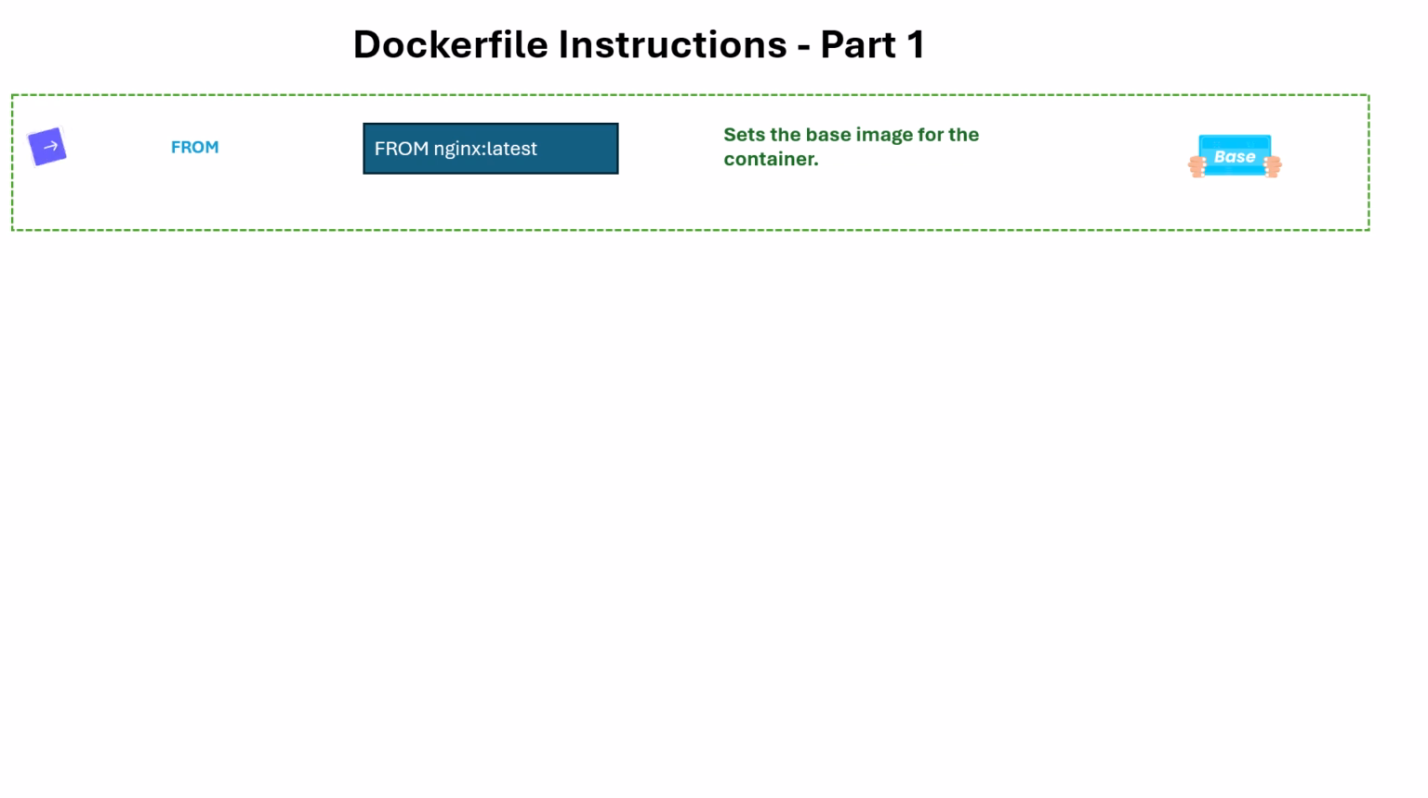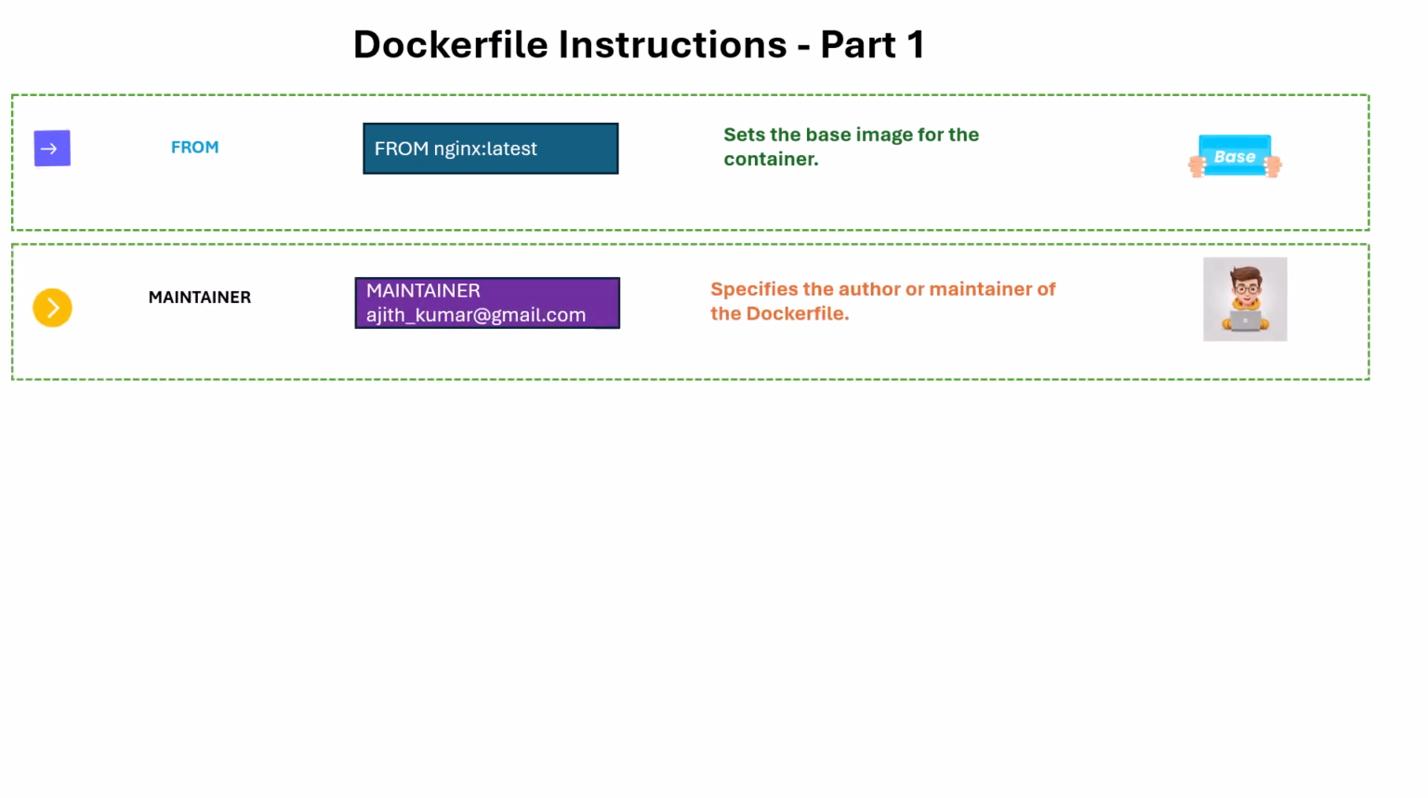For my scenario, I have taken an Nginx web server. That's the reason I have taken one of the parent images, which already exists in Docker Hub, which is like a central repository. Now let us discuss the second command, which is the MAINTAINER command. This MAINTAINER command is deprecated nowadays, but it specifies the author or maintainer of this Dockerfile. Here you can see the maintainer Ajit Kumar at gmail.com. What does this mean? This person, Ajit Kumar, is maintaining this Dockerfile.